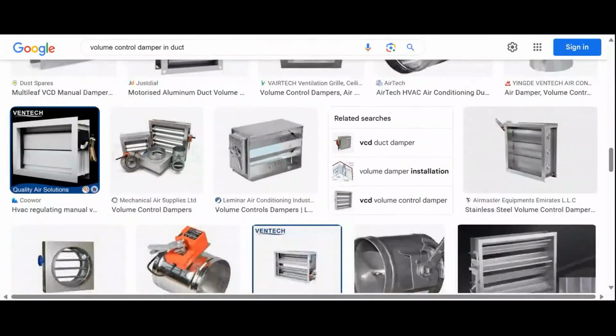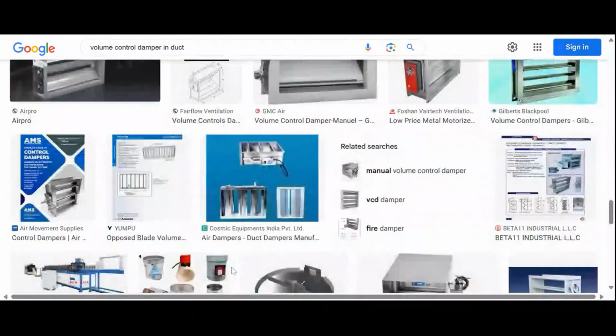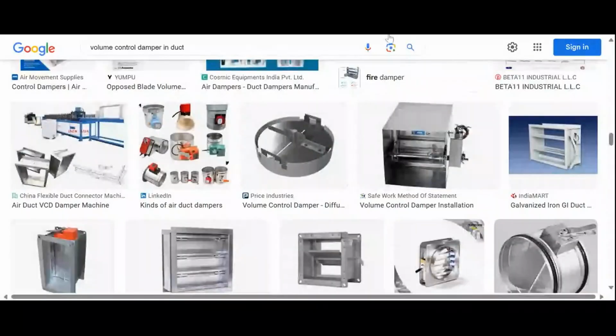Clear? Yeah. Okay, sir, we'll hold for the day. So tomorrow we'll start calculations and later we'll go with piping.